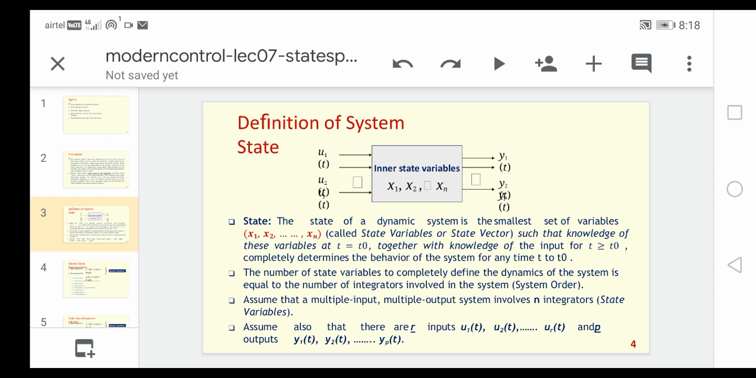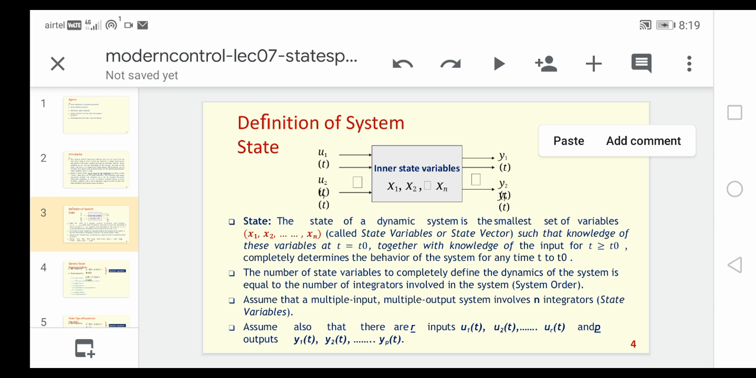First we have to know what is meant by a state. The state of a dynamic system is the smallest set of variables, x1, x2 and so on up to xn. At a particular instant of time, if you want to find how my system behaves, we can find it from these state variables, at time t naught. That means we can find the system behavior at any point of time, and that we call a state.